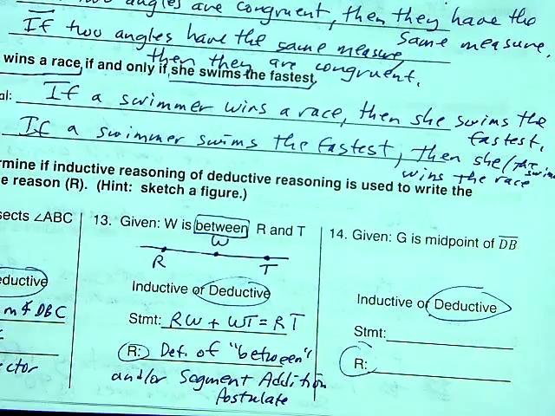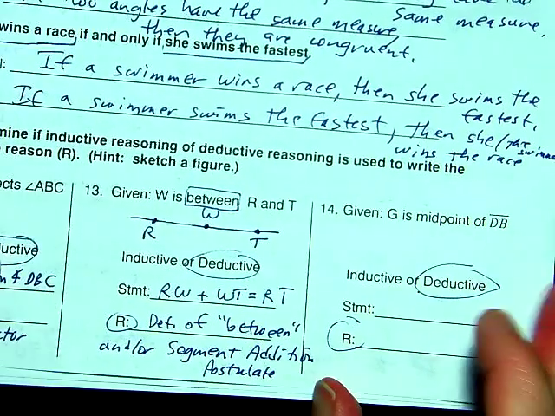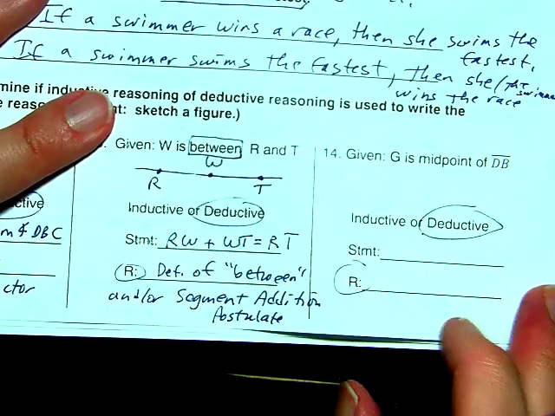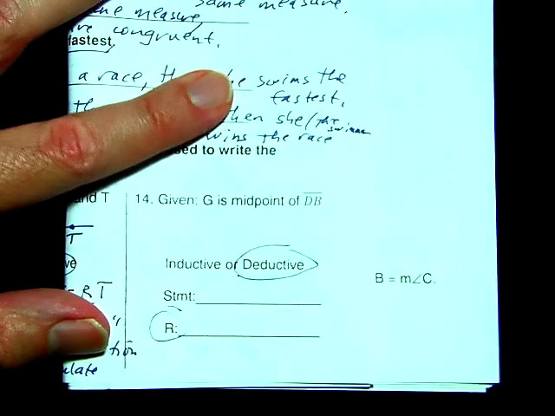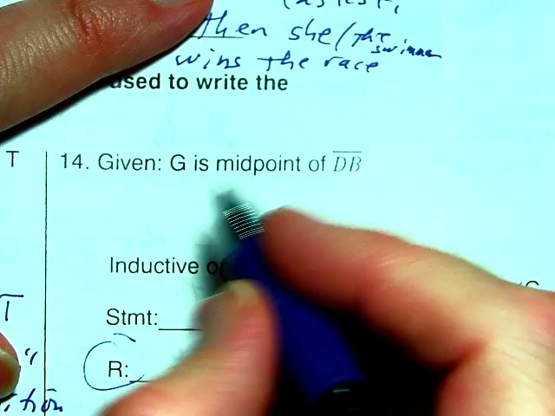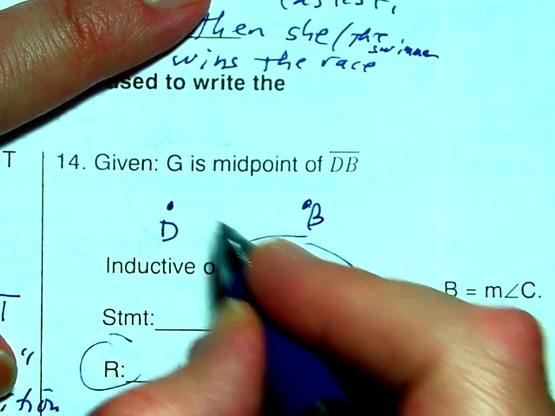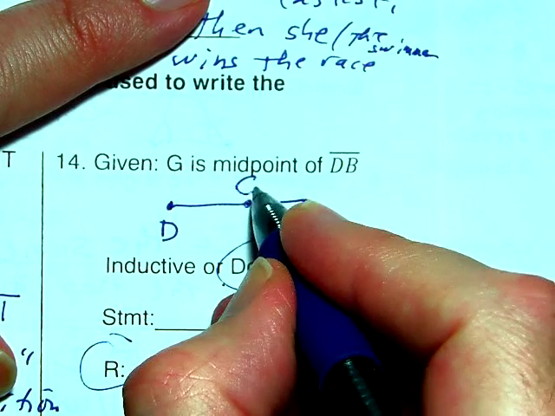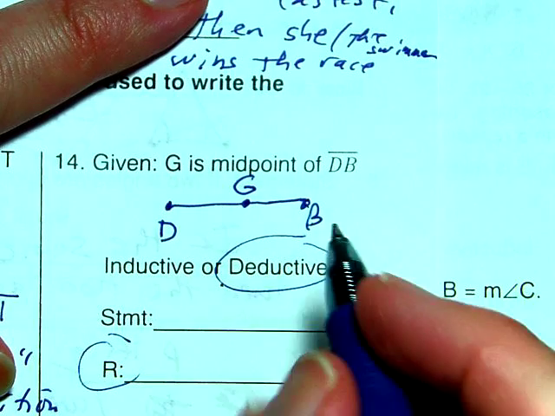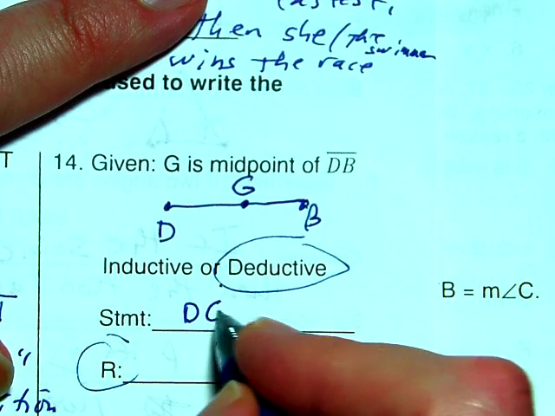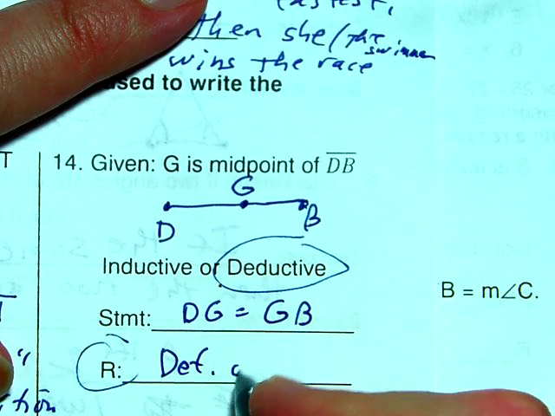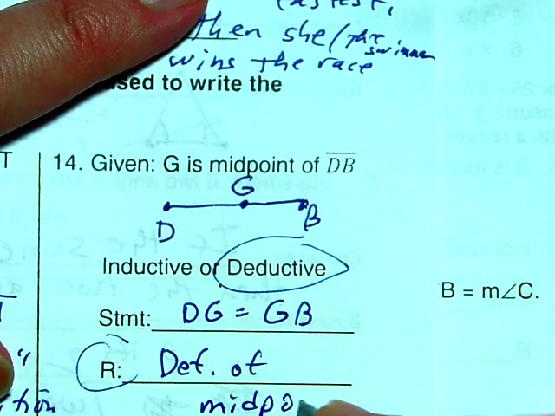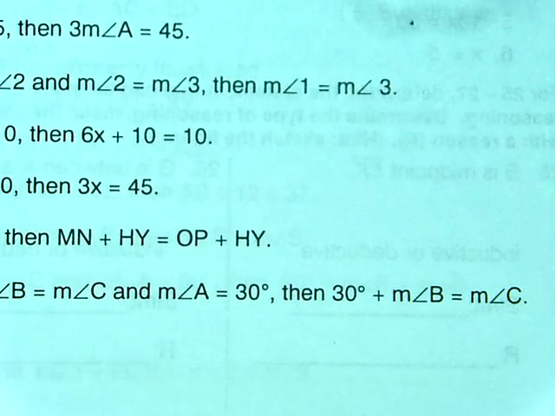Okay, and then finally we come to question 14, and we are given that G is the midpoint of DB. So G is the midpoint of line segment DB. Let's draw that out. DB. And in this case, G is just right in the middle. And the statement would be that the measure of DG equals the measure of GB. And that's by the definition of midpoint. Okay, and that concludes the independent practice.